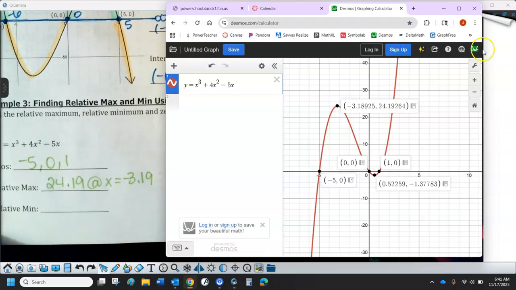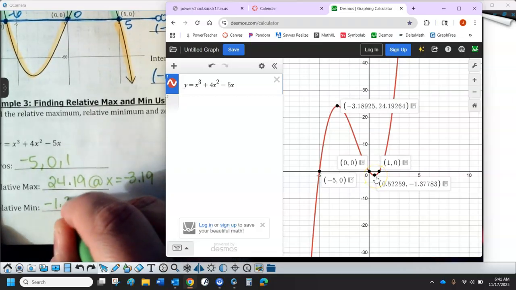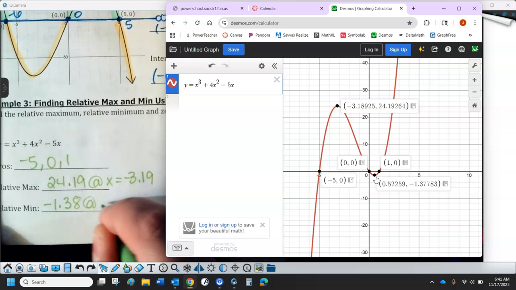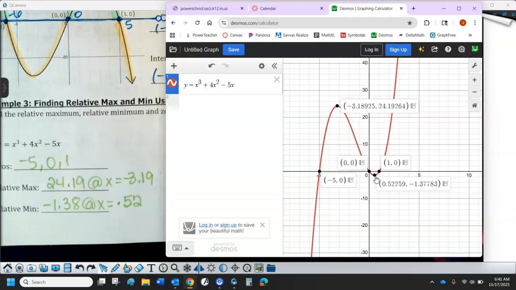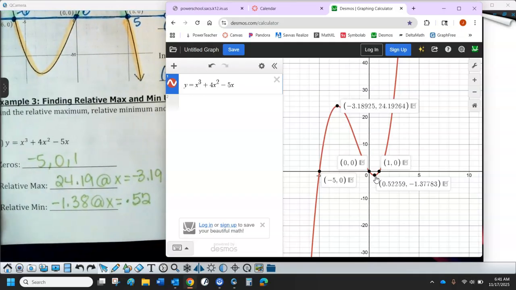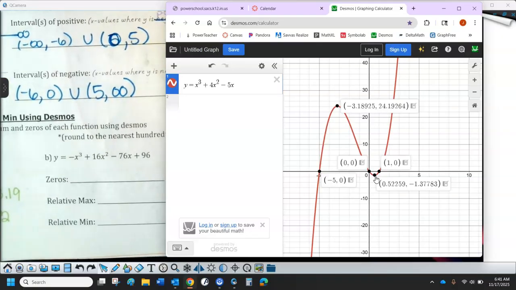Okay, now your relative min is going to be this guy right here. So the y value, that's negative 1.38, and that occurs at x equals about 0.52. So the actual relative max or min is the y value, and then you can say, if you want to, the x value it occurs at, just so we know where it's at on the graph, but you don't have to. Okay, let me try one more here with you.